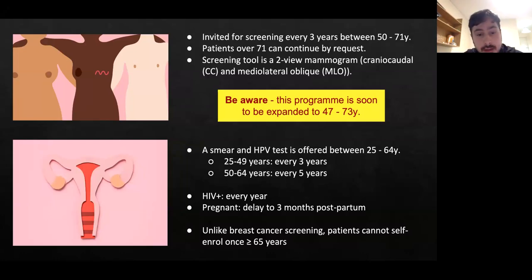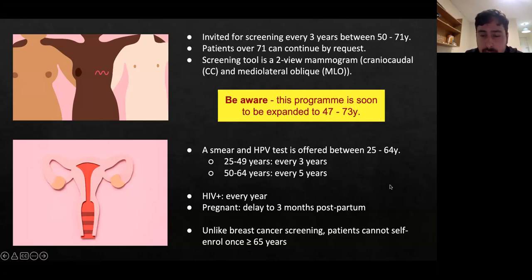And with these 2 views, they can classify whether it's high risk or not and move on to further investigations. And even though this program is planned to be expanded, this hasn't happened yet. So for your exams, you just need to remember 50 to 70. Now, when it comes to the smear, this is between 25 to 64. From 25 to 49, the smear is done every 3 years. And this is first to test for HPV, which is high risk for cervical cancer. And then if this is positive, then they will do cytology. From 50 to 64, though, this reduces to every 5 years because the risk of cervical cancer goes down.